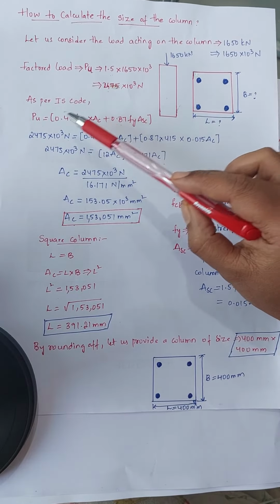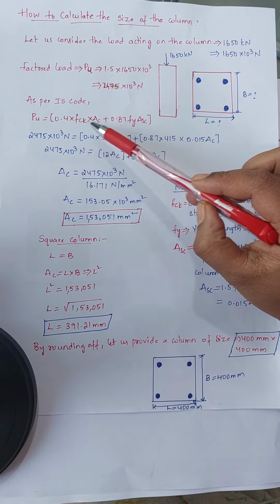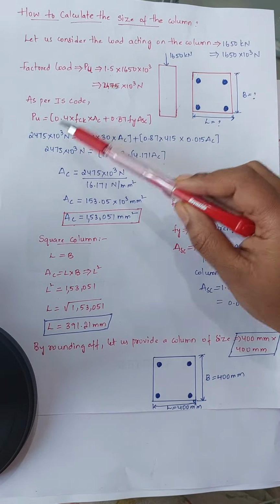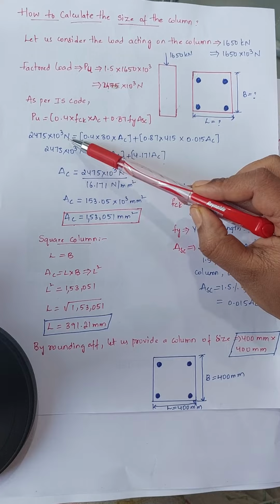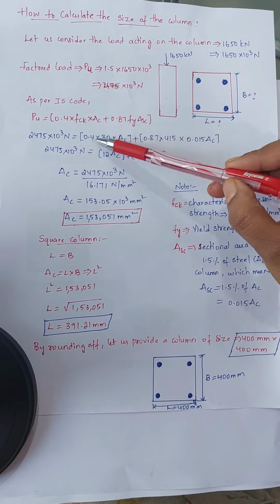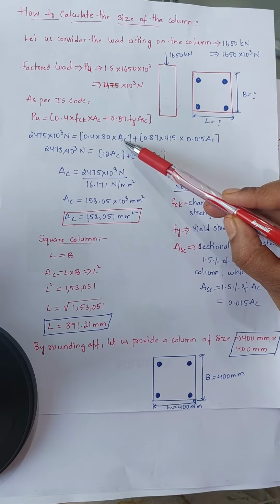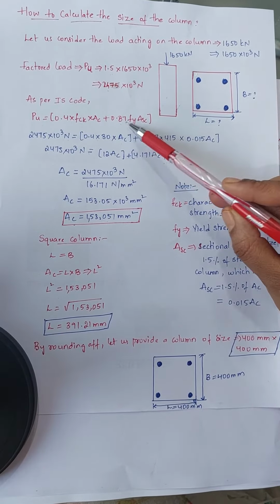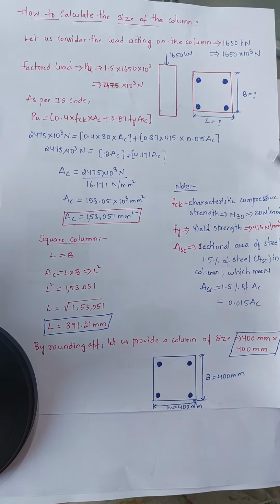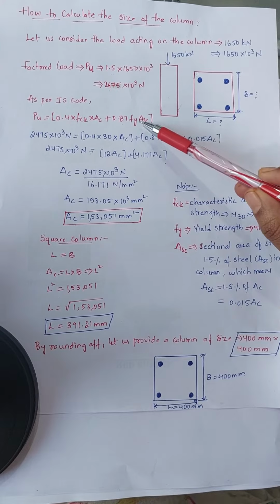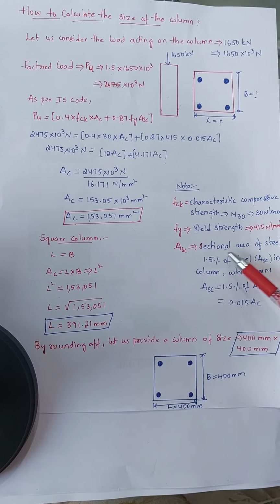So as per IS code, factored load equals 0.4 fck into Ac plus 0.87 fy into Asc. So here the factored load is 2475 into 10 cube newtons equals 0.4 into fck, which is nothing but the characteristic compressive strength. So here we consider M30 grade, so 30 we will take, into Ac, plus 0.87 into fy, which is the yield strength, 415 Newton per mm square, into Asc, which is nothing but the sectional area of steel.